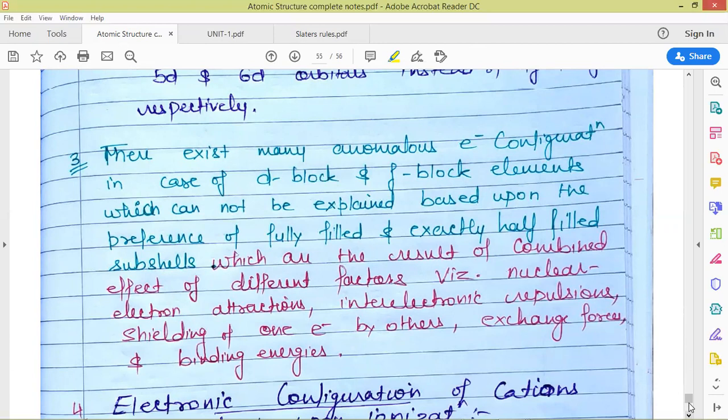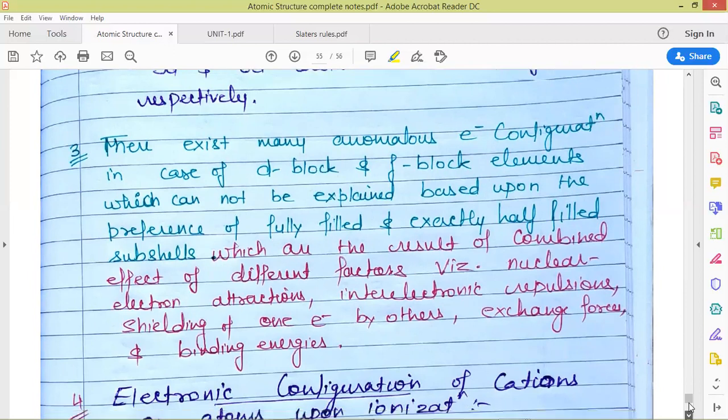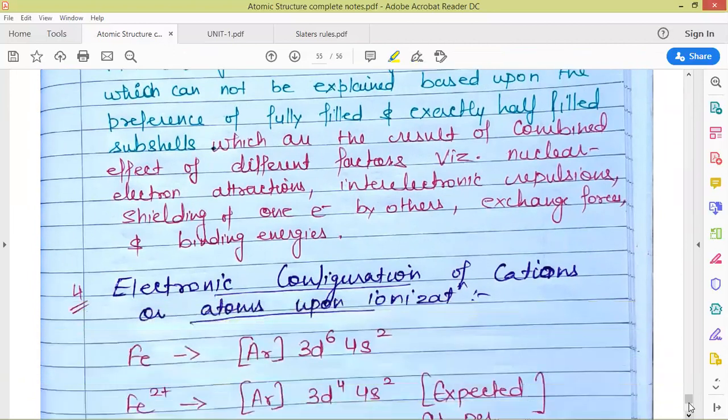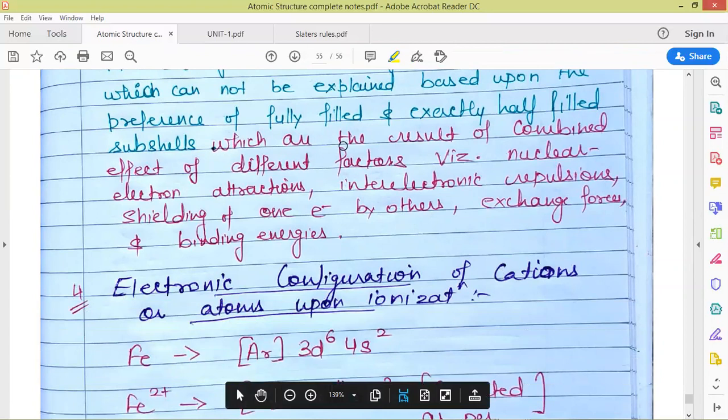There are many factors which are responsible for these anomalous configurations. So these are the combined effect of different factors such as nuclear electron attractions, inter-electronic repulsions, shielding of one electron by the other, exchange forces, and binding energies. So there are different reasons which were not considered by Aufbau's principle.